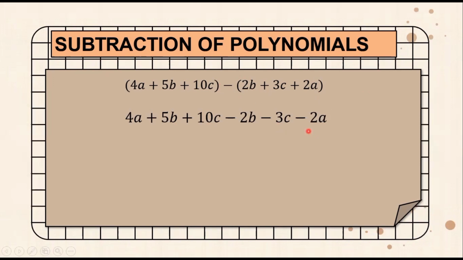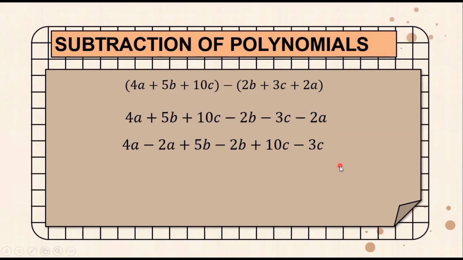After that, we are now ready to combine like terms. So we have now 4a minus 2a. Don't forget to carry the sign of the term. Okay, so negative 2a siya. So 4a minus 2a plus bring down 5b minus 2b plus 10c minus 3c.